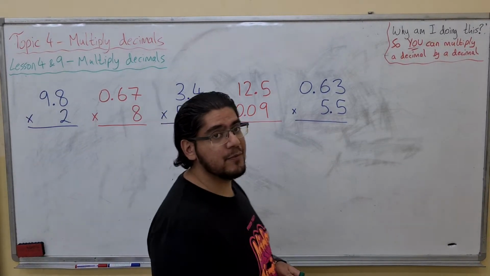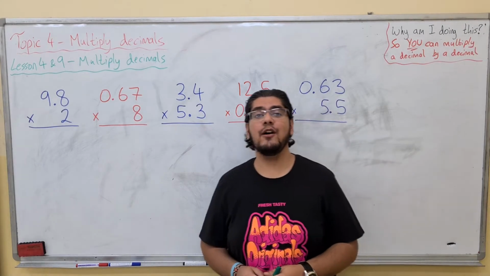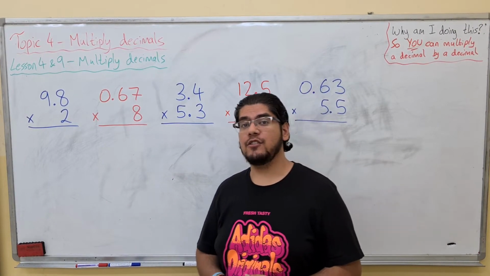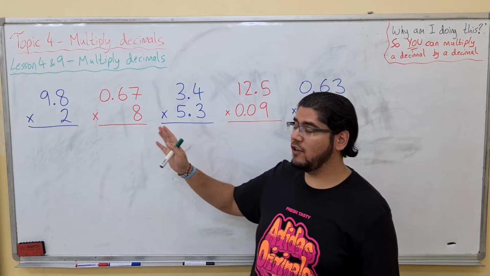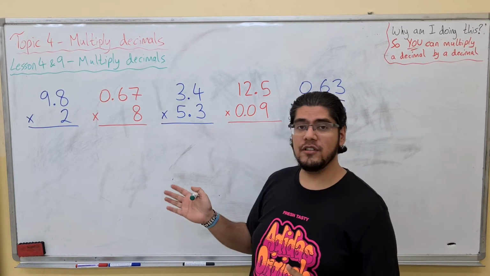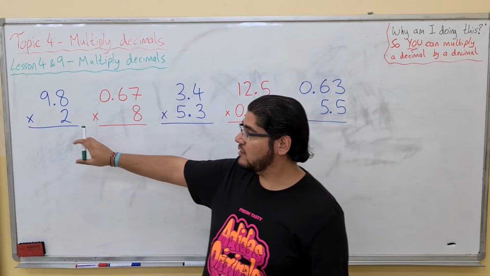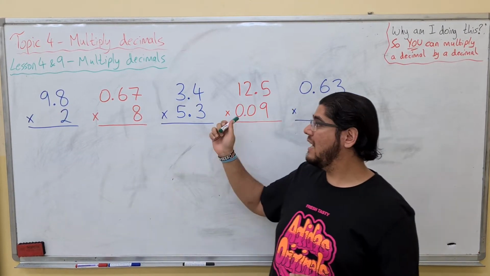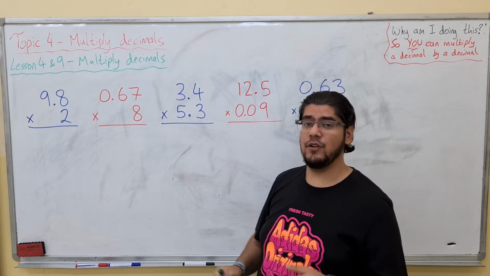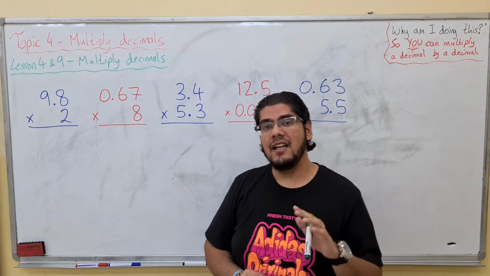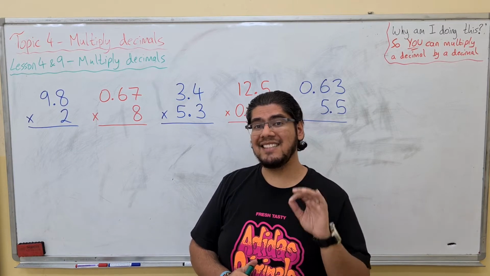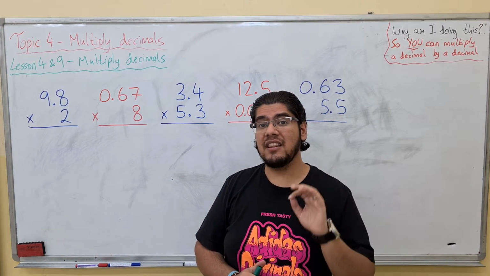Hello everyone. So in this lesson we are now going to start multiplying decimals. Okay, so let's take a look at our first example. I already wrote everything on the board. We're going to start off with one decimal number multiplied by a whole number and then a decimal by a decimal. Now guys, this is going to be really easy for you, I hope, because this is exactly the same as topic 3.